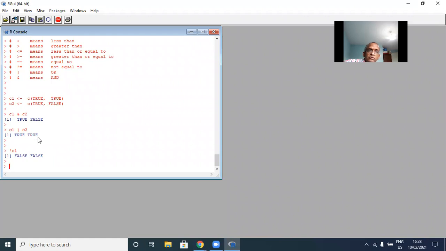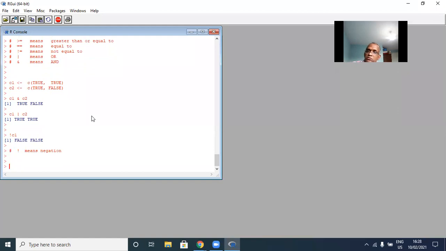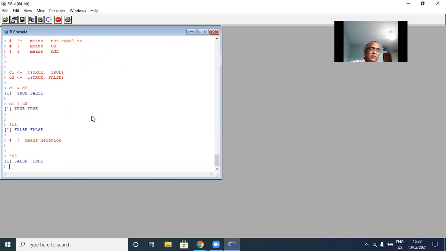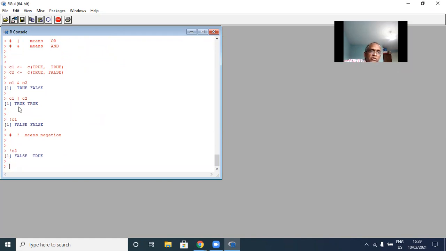The negation of true is also false, right? Okay. Yeah, so I should have said, sorry, I forgot. This means negation, right? Whenever I use the exclamation mark, it means negation. So for example, if you say this, you will get false and true, because the negation of true is false, and the negation of false is true, right?